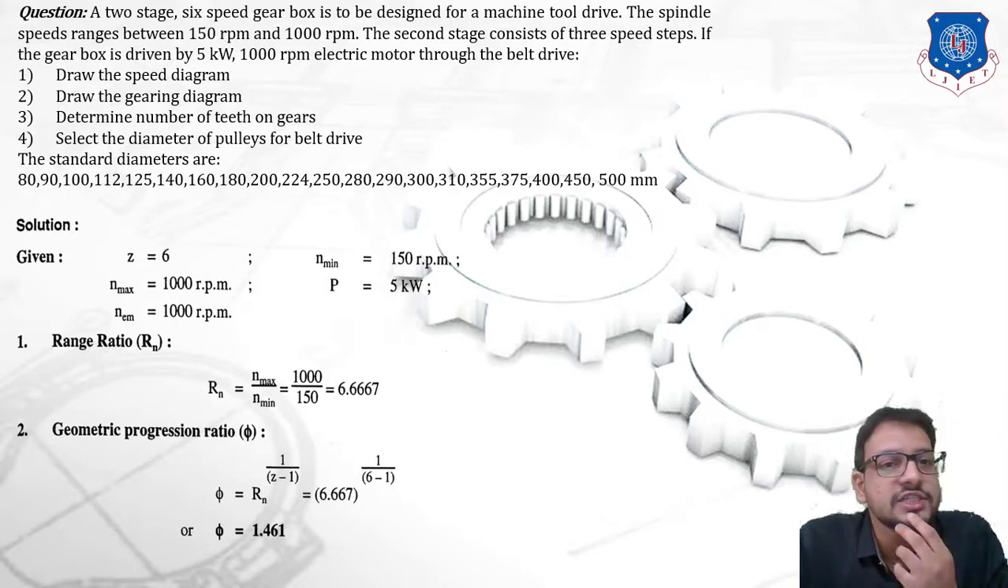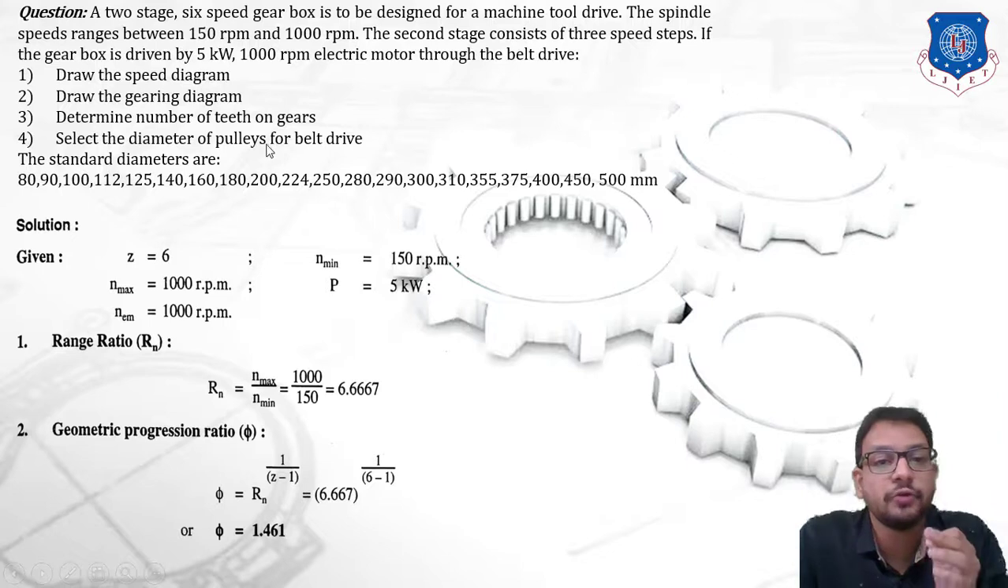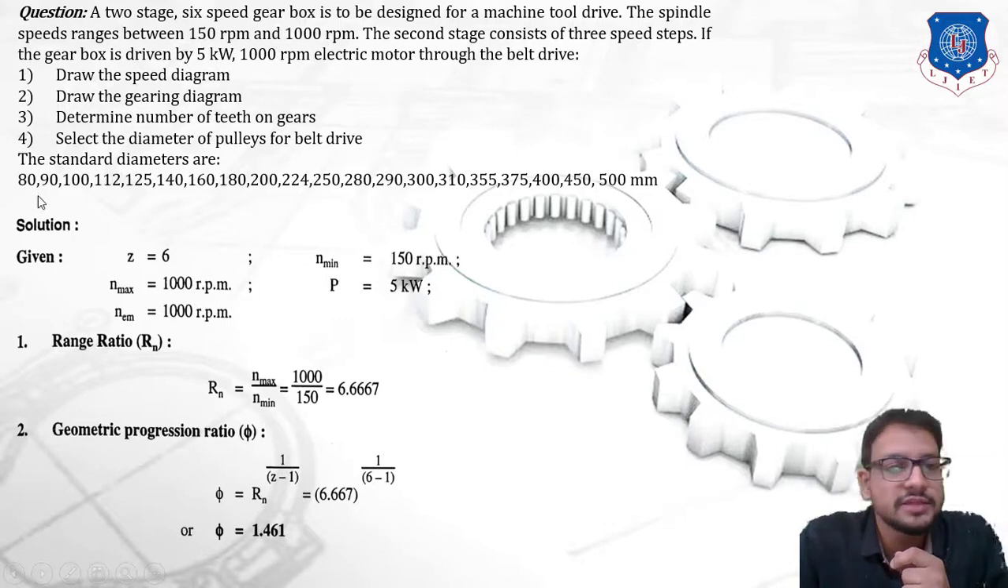Now the gearbox is driven by a 5 kilowatt, 1000 rpm electric motor through a belt drive. First we need to draw a speed diagram. Second, we need to draw a gearing diagram. Third, we need to determine the number of teeth on a gear. Fourth, we need to select the diameter of a pulley for a belt drive. Now you would be given the standard diameters of a pulley: 80, 90, 100 and so on up to 500 mm. These are the standard values of a pulley which we have to use for the motor shaft and the input shaft for transmitting power from the motor to the input shaft. Since we need to select the diameters of a pulley, these values are given in the data.